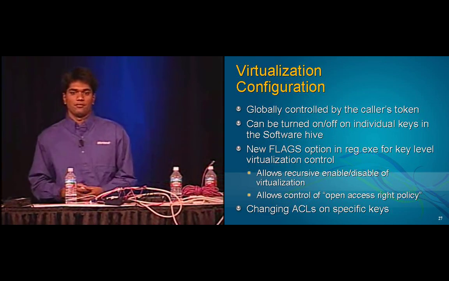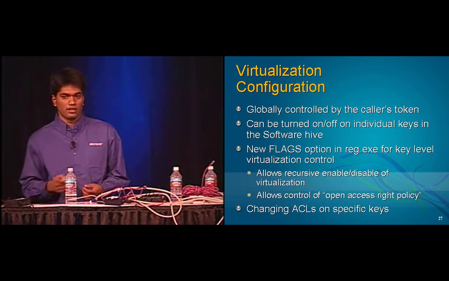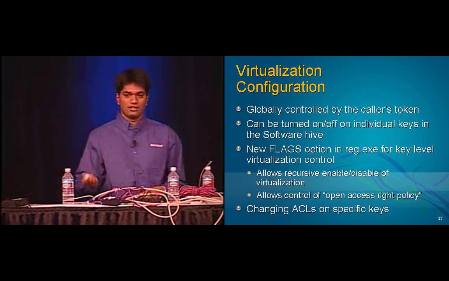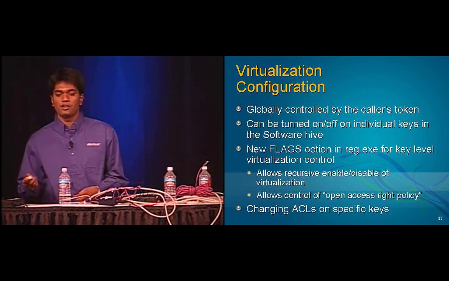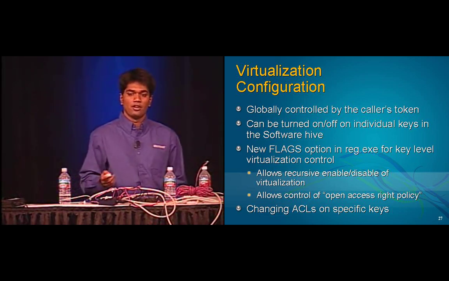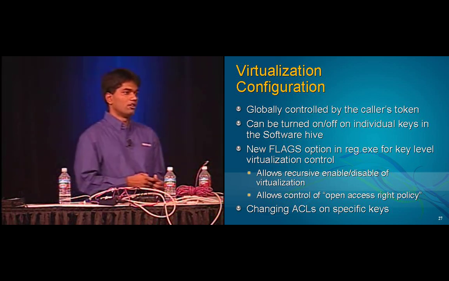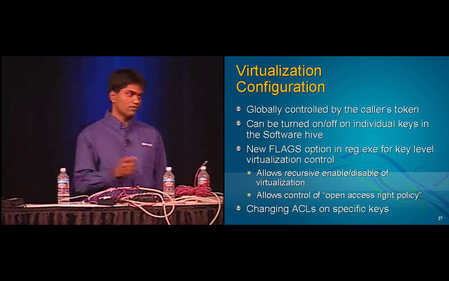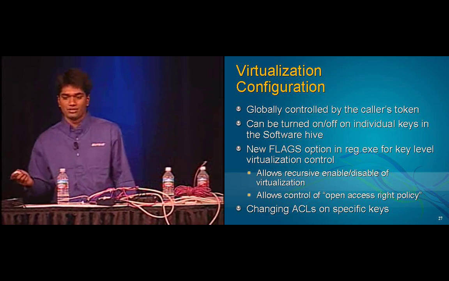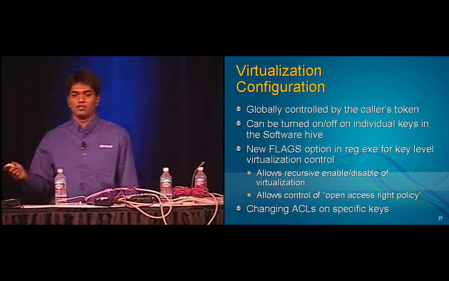Configuring virtualization. Virtualization is globally controlled by the caller's token. So, like I said, if the caller is in kernel mode, or if the caller is using impersonation, virtualization is not enabled. You can also control virtualization at the key level by using the new flags option in the reg.exe tool. And finally, you can completely disable virtualization by setting the ACLs on a key such that a standard user can write to the key.